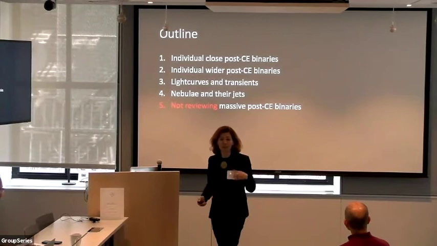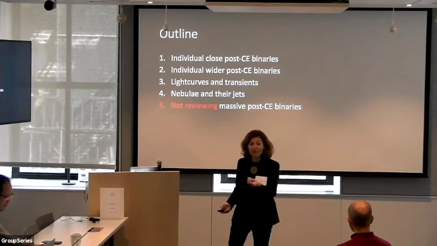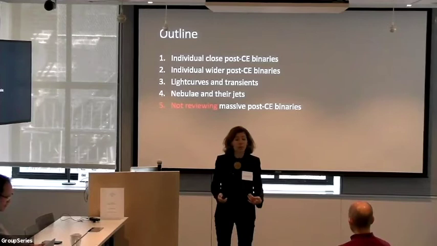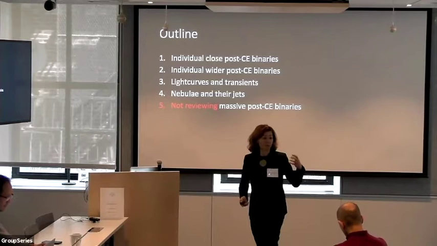Unfortunately, I'm not going to review massive post-common envelope objects. There actually are quite a few. There are amazing millisecond pulsars with main sequence companions, which, by the way, should not exist, but they do. I do not know very much about them, so I decided just to leave them aside and stick to the low-mass material that I've been working with. So I'll talk about the classics, the post-common envelope low-mass stars with one evolved object and one main sequence companion.